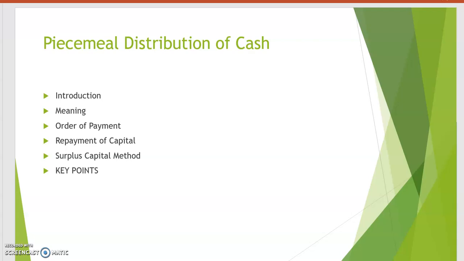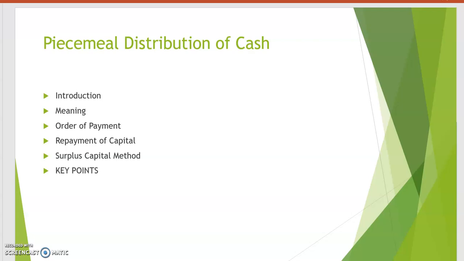On dissolution of the firm, the assets are sold and the cash made available is used for the payment of all the firm's liabilities. In practice, the realization or sale of assets is not a simple or easy job. It may take months, even years, to sell all the assets of the firm. Thus, the realization of assets is done part by part. It is gradual, or you can say piecemeal, and that's why the topic is named piecemeal distribution of cash.